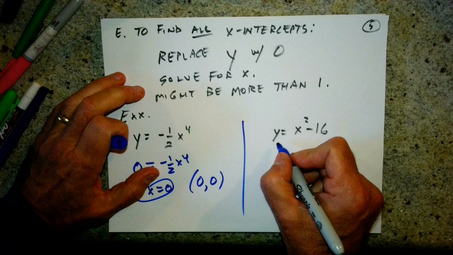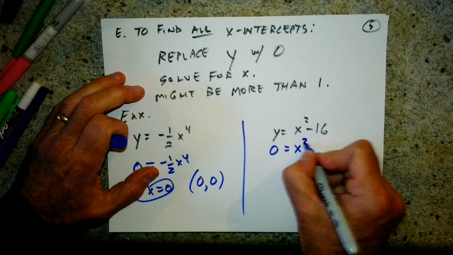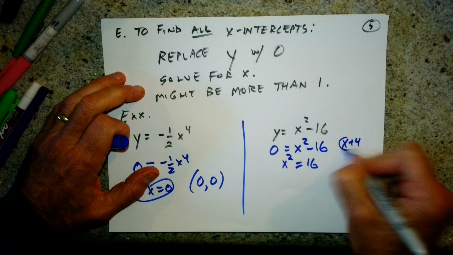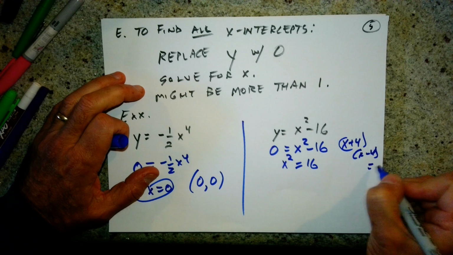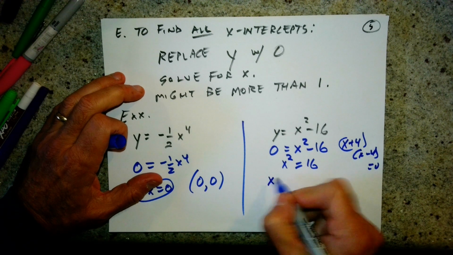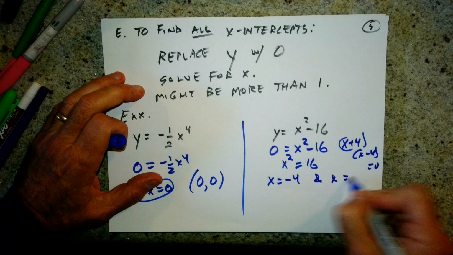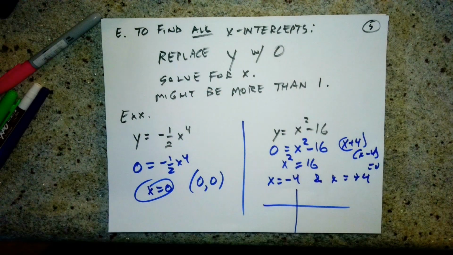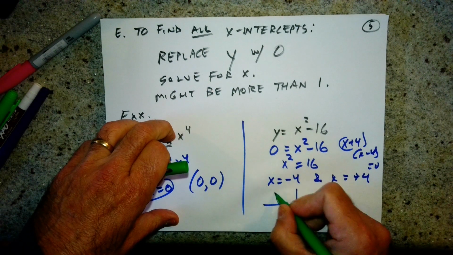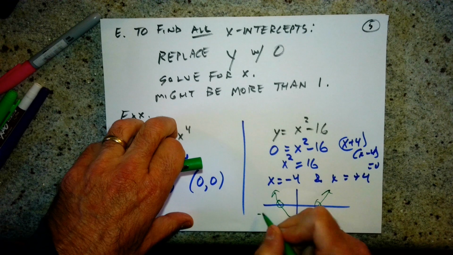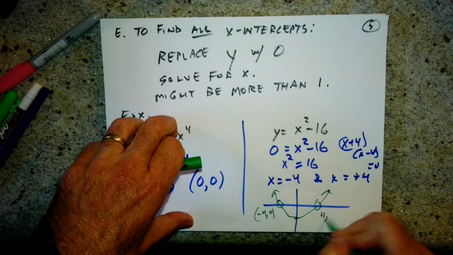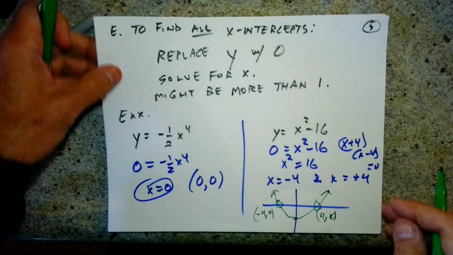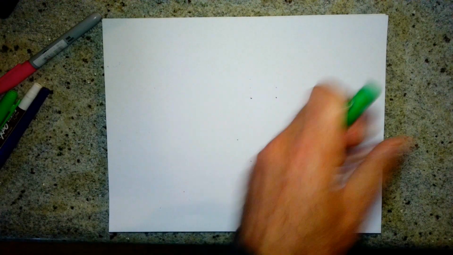For this one here, replace y with 0. 0 equals x squared minus 16. X squared equals 16. Or if you like to do x plus 4 times x minus 4 equals 0. Whichever way is fine, as long as you get x equals negative 4 and x equals positive 4. All right, the graph looks like this. And there are those intercepts. Negative 4, 0 and 4, 0. Notice they both have y equals 0, of course, because they're intersecting the x-axis. 2 x-intercepts.